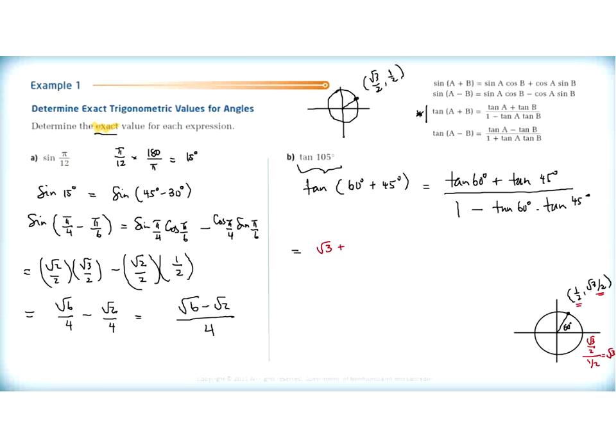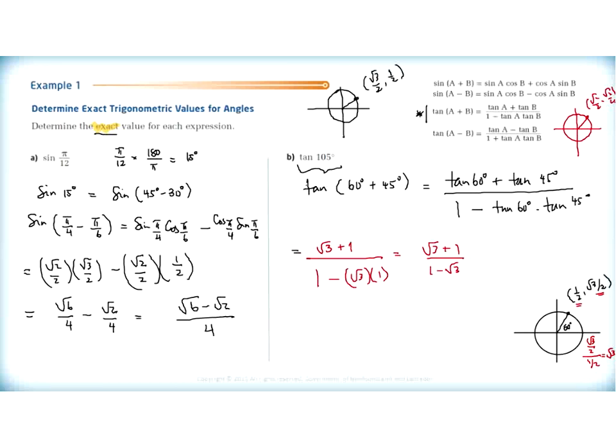Plus the tan of 45. Now 45 degrees, and I'll just go up right here and draw another unit circle. 45 degrees, the point associated with that is root 2 over 2 and root 2 over 2. Tan is sine over cosine, which is going to be root 2 over 2 divided by root 2 over 2, which is 1. So I'm simply left with root 3 plus 1 in my numerator, divided by 1 subtract root 3 times 1. So I'm left with the root of 3 plus 1 over 1 minus the root of 3.